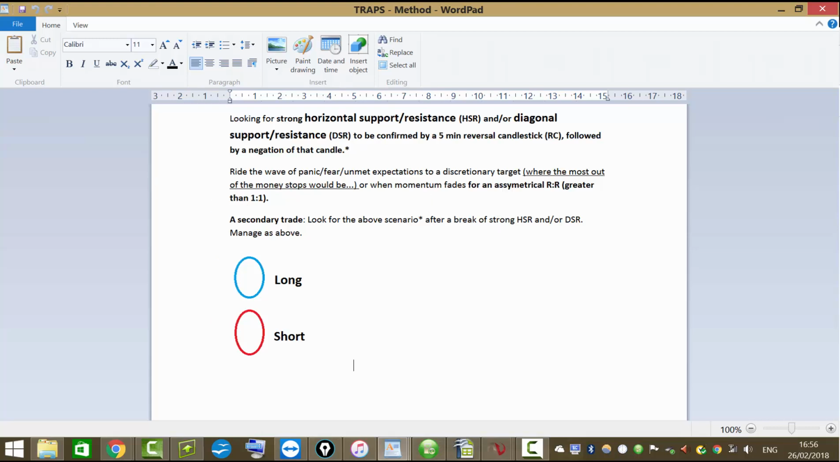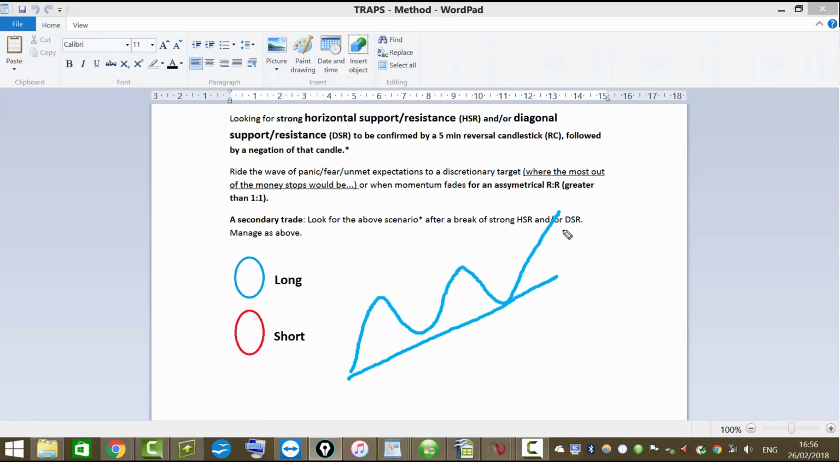So let me explain. So for example, this is an uptrend. You get a reversal, let's say you get a reversal candlestick here.